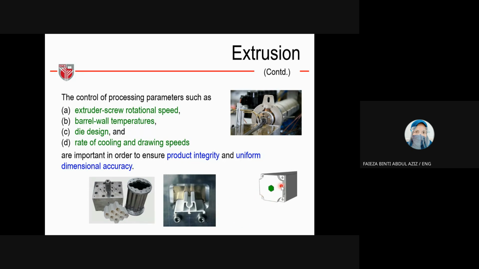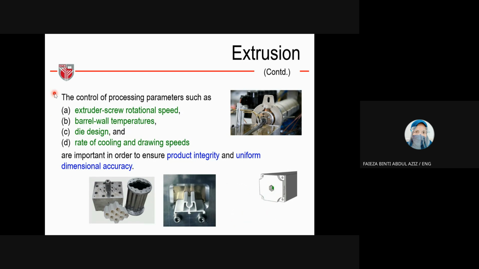Here you can see the detail at the bottom. Here's the simulation. These are the extruded section. So these are the die, and these are the extruded parts. At the bottom here, for example, this is the die, and this is the extruded parts.